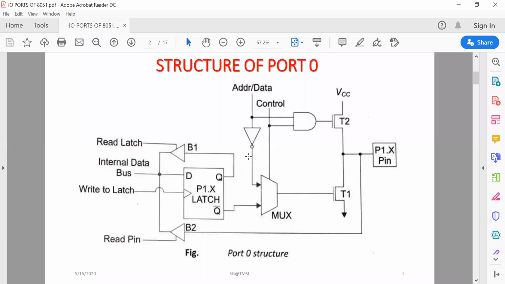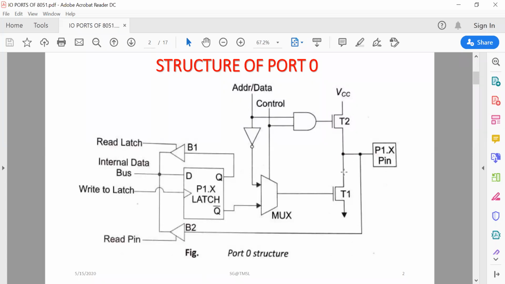If control is 0 at that time, it is connected to the 2 to 1 mux. The Q bar, this one, will be 1. This will turn on this T1, and thus grounding this gate, the port pin, and logic 0 will be available to the port pin.